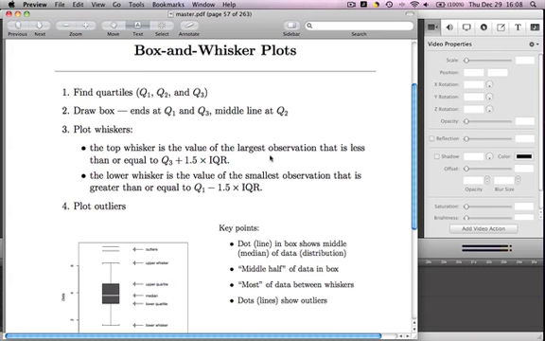Our last descriptive statistic is the box and whisker plot. The box and whisker plot is kind of between the detailed summaries that we have, so the frequency distributions and histograms, and single number summaries like means and standard deviations. So it's between them in the following sense.